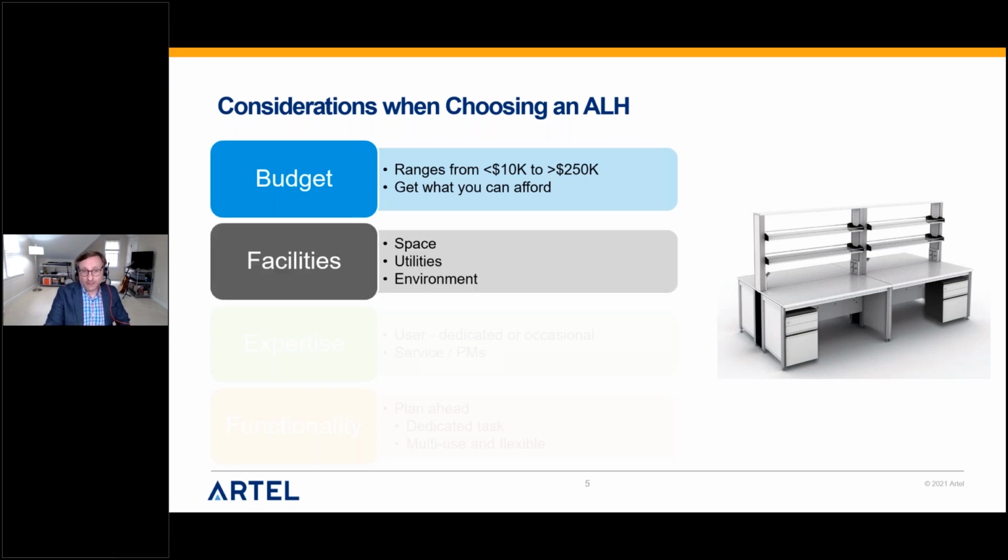And I'm not saying be wasteful, but think ahead about what you might need and get it now before it gets more expensive to add it on. Then there are facilities considerations. That's the space, where it's going to sit. I think that's a pretty obvious one. I've got a bench over there and I'm going to just plug it in, no problem.